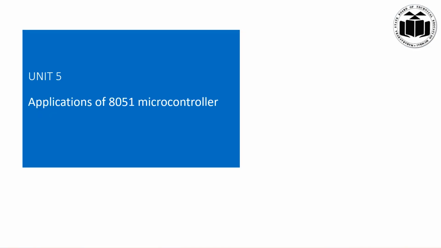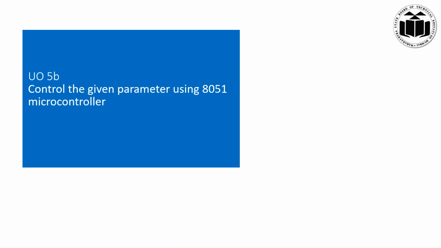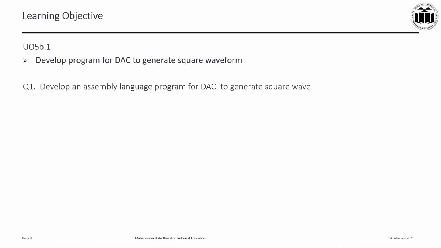Unit 5 of this course is Applications of 8051 Microcontroller, and the unit outcome is to control the given parameter using 8051 microcontroller. The learning objective of this presentation is to develop a program for DAC to generate square wave. At the end of this presentation, you'll be able to develop an assembly language program for DAC to generate square wave. Let us see what all things you're going to learn in this presentation.